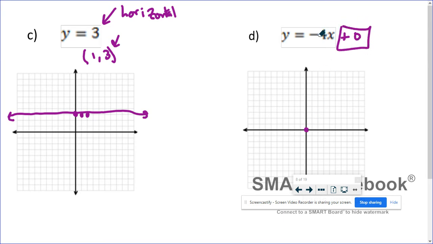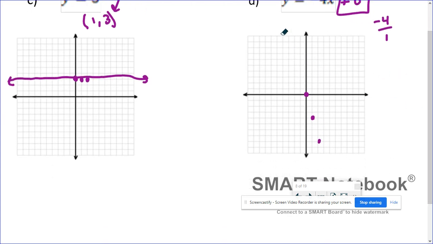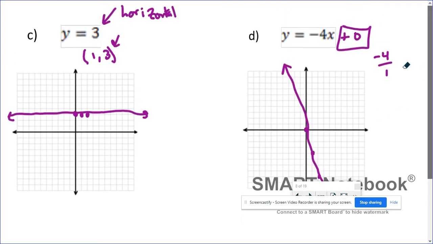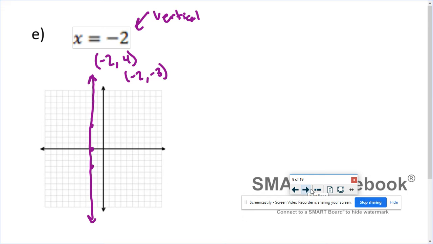Okay? Then the slope of negative 4, we treat it like it's over 1, the rise is negative 4, so that means I'm going down 1, 2, 3, 4, and then right 1. And then you'll draw your line through that. So equations like the one in part D, where there is no number and the y-intercept is 0, will go through the origin. Okay? We just did that one.